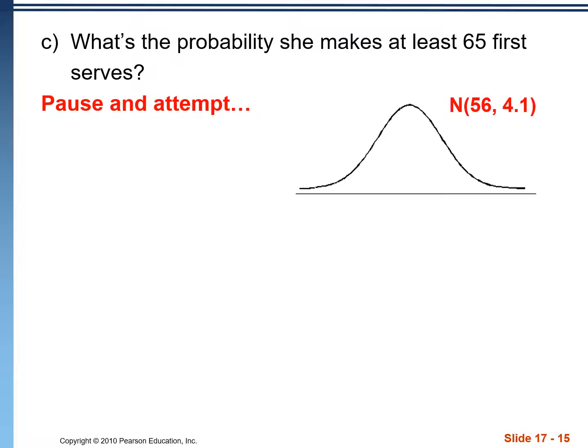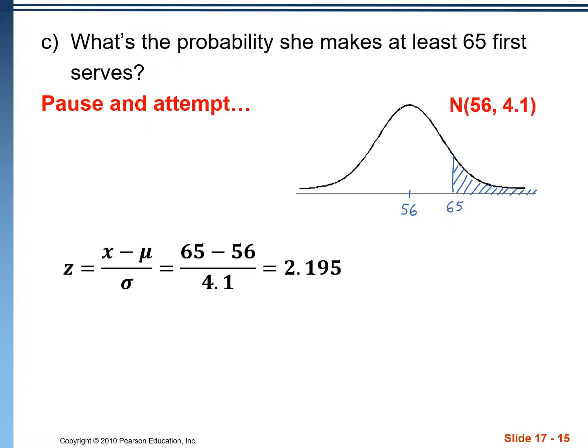What's the probability that she makes at least 65 first serves? Why don't you guys go ahead and try this, since you're getting more accomplished at using normal models. Showing the answer now. Well, first off, we would put 56 in the middle. We're finding the probability of getting 65 or more successful first serves.